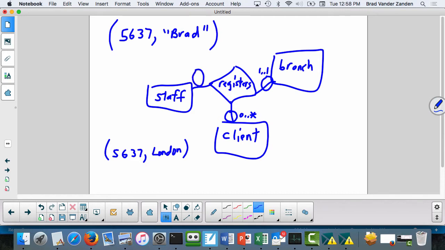And finally, this one, we'd say a branch and a client. So at some branch London, some client Brad. And the question is, how many staff members might have registered Brad at the London branch, and what do we think the answer to that is? What's the minimum number that could have registered me? 1, and what's the maximum? 1. So it's 1 to 1. So that's how you figure it out.